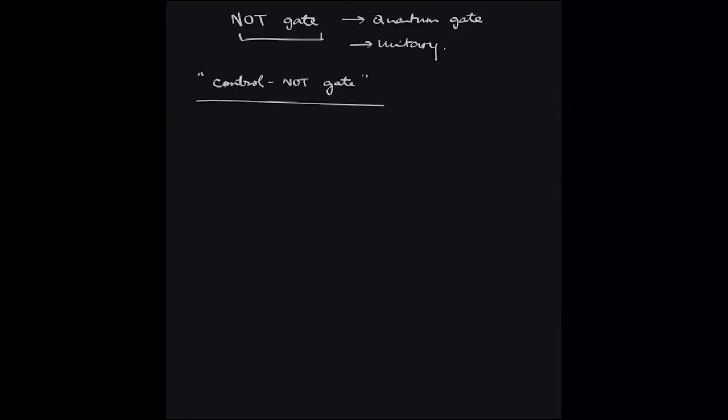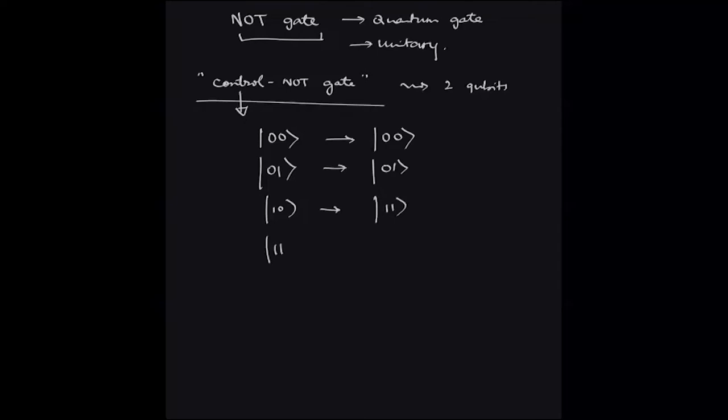So whenever I talk about control, what this means is this extra qubit, which is controlling how the other qubits behave. So for example, when I talk about control NOT gate, it's a two qubit gate. This will act on two qubits. The operation is something like this. 0, 0 goes to 0, 0. 0, 1 goes to 0, 1. 1, 0 goes to 1, 1. And 1, 1 goes to 1, 0.